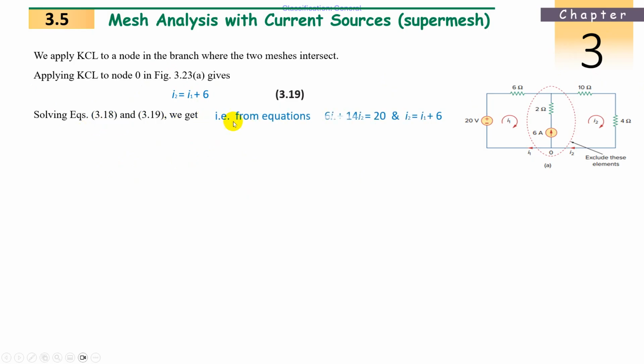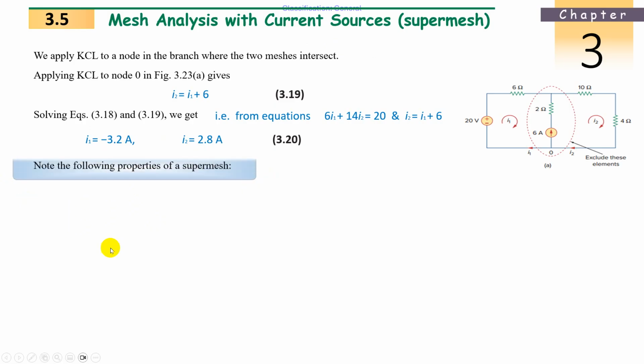So solving the equations, the previous equation was 6I1 plus 14I2 equal to 20, and the second equation is I2 equal to I1 plus 6. Now we can solve this one and we get the result. I1 is minus 3.2, I2 is 2.8 amperes. So like this, we can solve the super mesh.